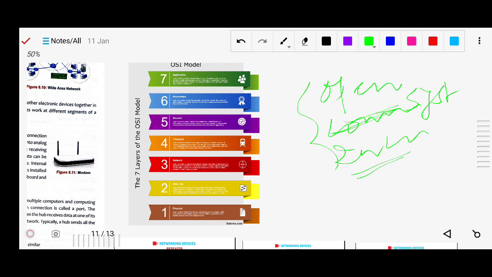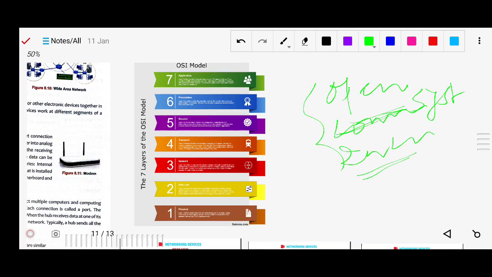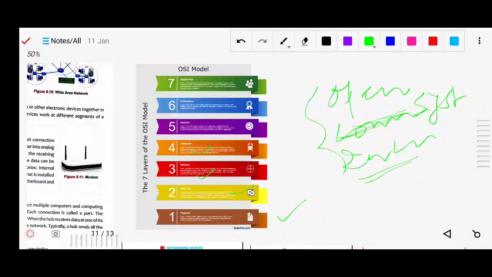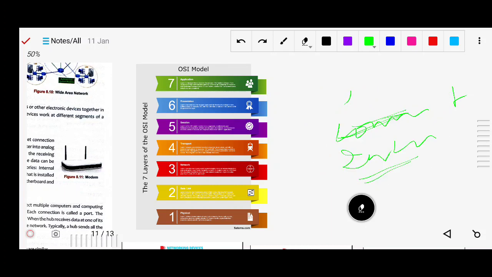You can see there are some layers: physical layer, data link layer, network, transport, session, presentation and application. Based on these layers the computers work, like a network is working.